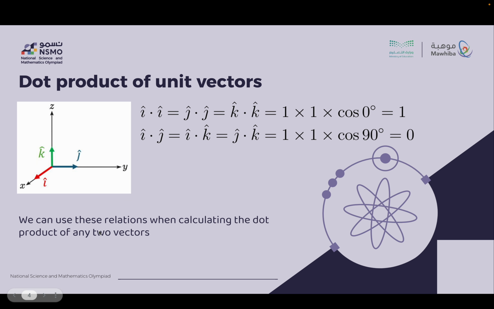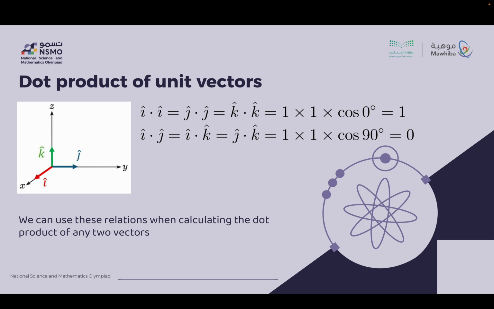Let's see now the dot product of unit vectors. Remember, unit vectors have a length of 1 and they point toward the x, y, and z axes. Multiplying any unit vector with itself results in 1, because cosine 0 degrees is 1. However, taking the dot product of two different vectors, so i.j, i.k, or j.k, will be 0, because these vectors are perpendicular to each other, so we have cosine 90 degrees, which is 0.